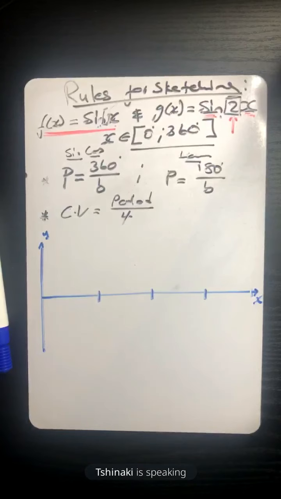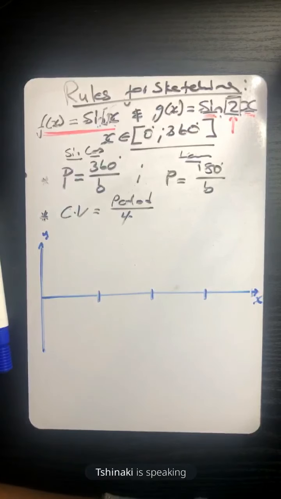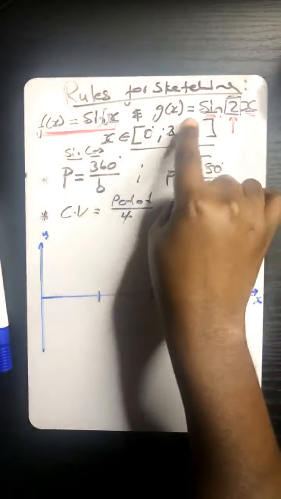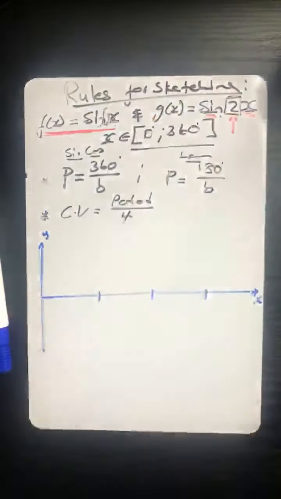I think 90, sir. What did you say, honorable member? 90. She's saying 90. How did you get to 90, honorable member? I said 360 divided by 4. Or maybe, what is the period of g?